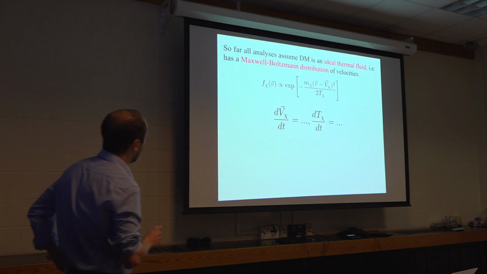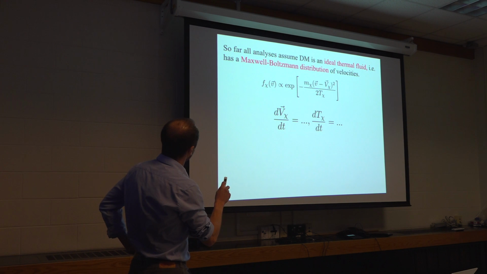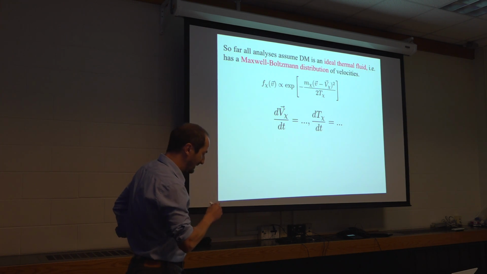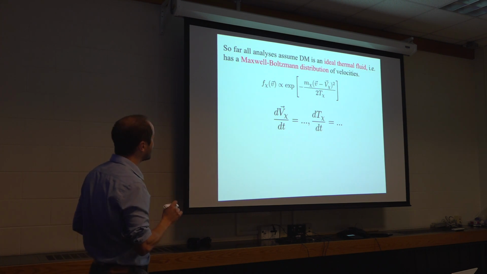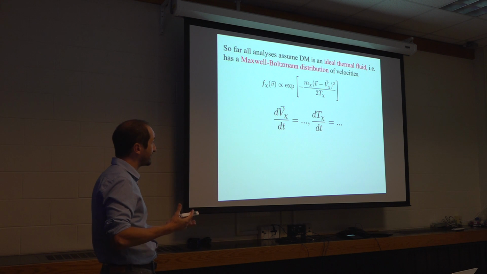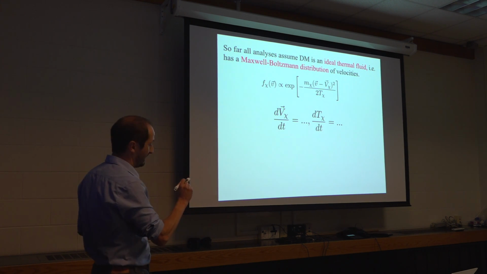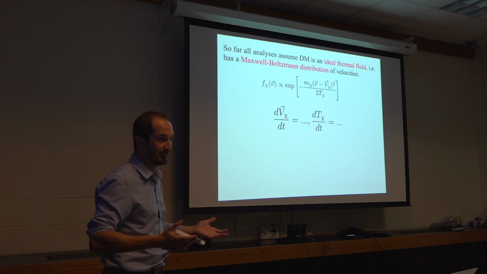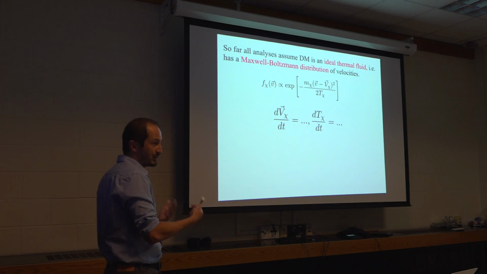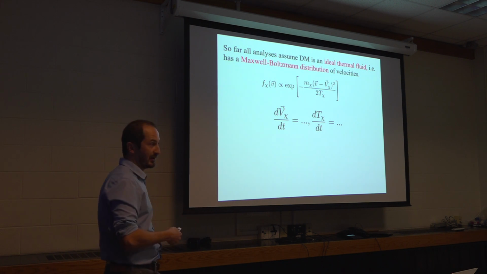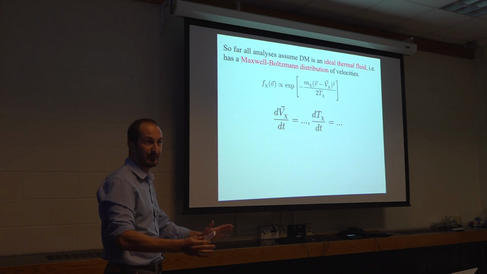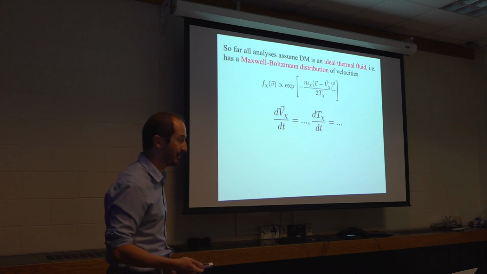Now, this is all perfectly fine to set upper limits. But one thing that is built in and has never been discussed in all of these analyses is that they all assume that the dark matter is a perfect, ideal thermal fluid, i.e. its velocity is given just by the Maxwell-Boltzmann velocity distribution. And then what you actually solve are fluid equations: you write down the momentum equation in terms of the change of the mean velocity of the dark matter and the temperature of the dark matter, and then you fold this into a CMB Boltzmann code, and then you get the limits.